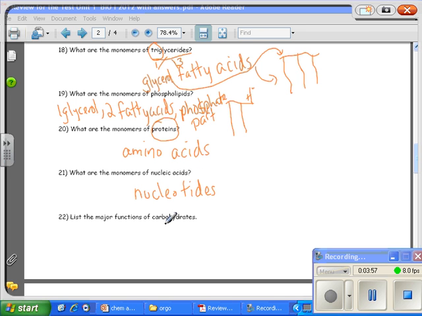The major functions of carbs. So there are 2 major functions. One is energy. And you have things like glucose that are quick energy, and then things like starch and glycogen, which are longer-term energy. And then there are carbohydrates that are structural, that actually make the body of a plant or help make the body of fungi.